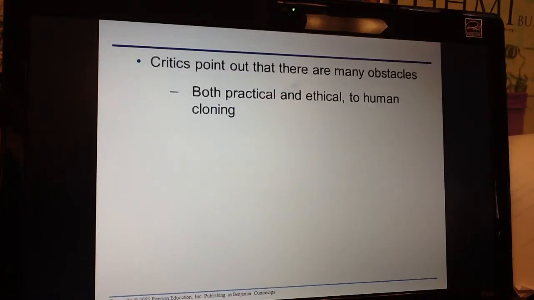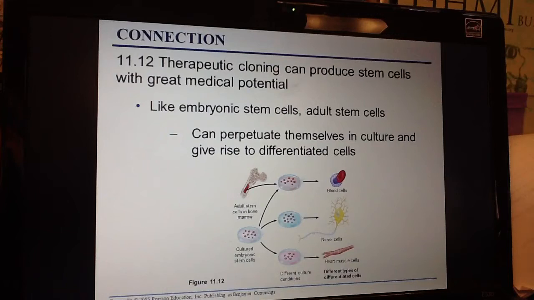Now, there are some huge obstacles that come with human cloning. Human cloning currently is banned, so we don't have to worry about that as of right now. However, the therapeutic cloning that happens is the medical benefit of cloning, and this is to produce stem cells, and we're going to spend a lot of time talking about stem cells going forward from here.